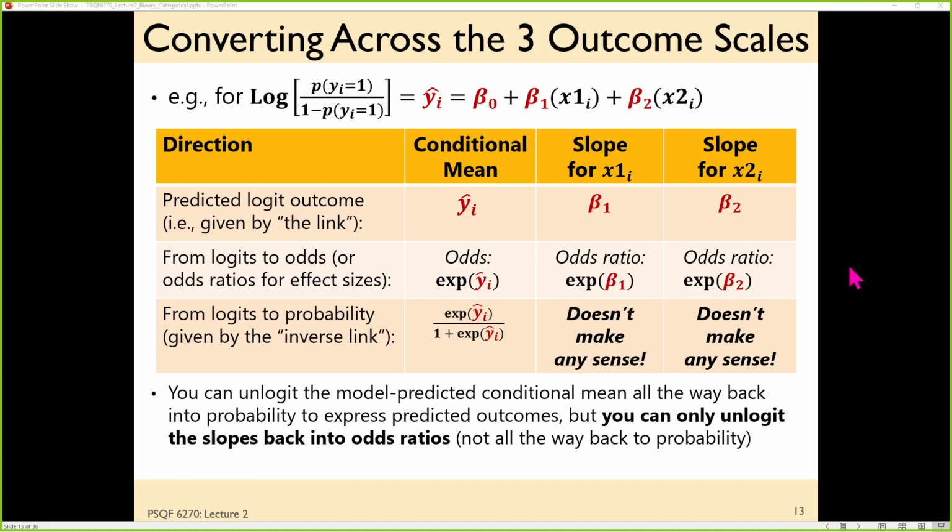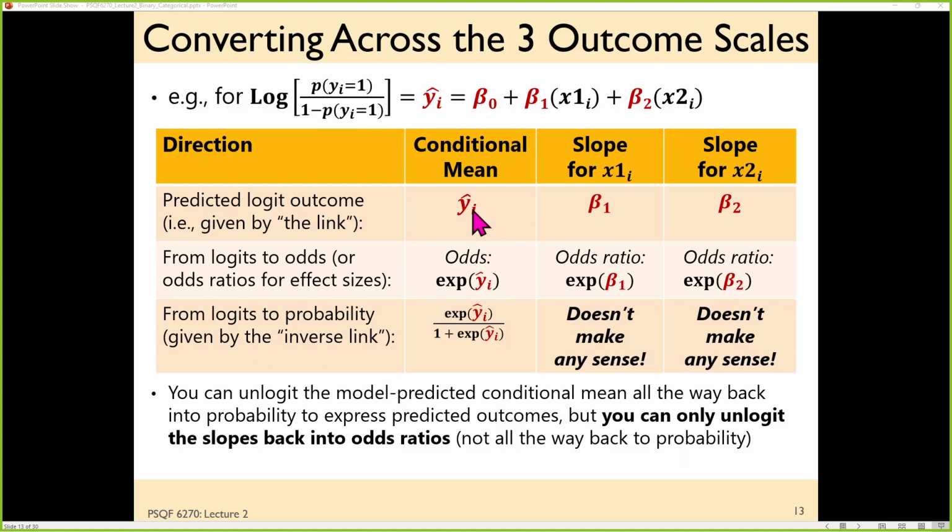So here's a table that will help, I think, clarify what you can and can't do with respect to inverse linking model parameters and predictions. If I were to compute a predicted outcome, say for somebody with this value of x1 and this value of x2, I can come up with a predicted outcome. We're still going to call that y hat for right now. Cool. Y hat in logits is not helpful. So I can take that predicted outcome and move across the three metrics all I want.